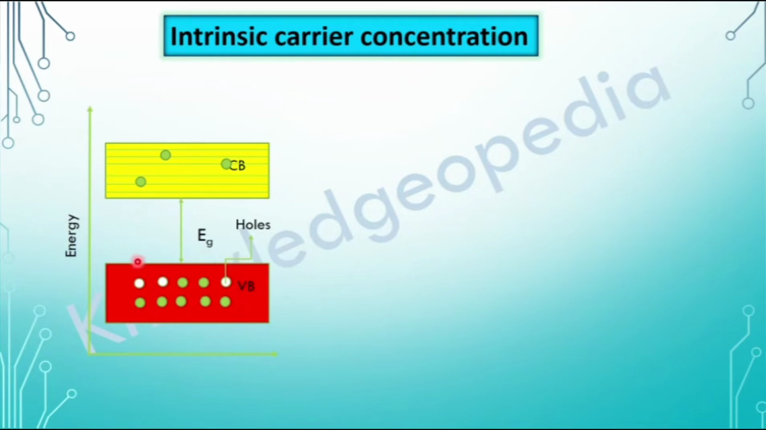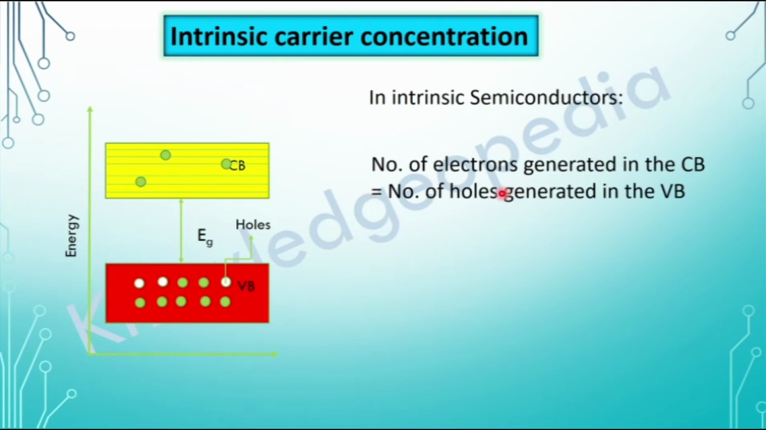You can see here the number of electrons that move to the conduction band is the same as the number of holes created within the valence band. So, in an intrinsic semiconductor, the number of electrons generated in the conduction band is equal to the number of holes generated in the valence band. This number is known as intrinsic carrier concentration.